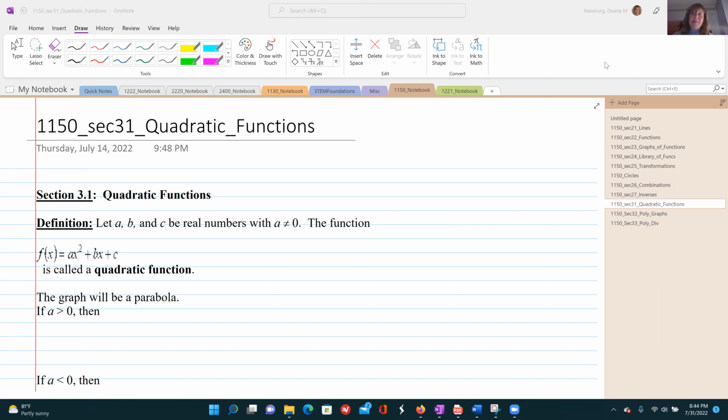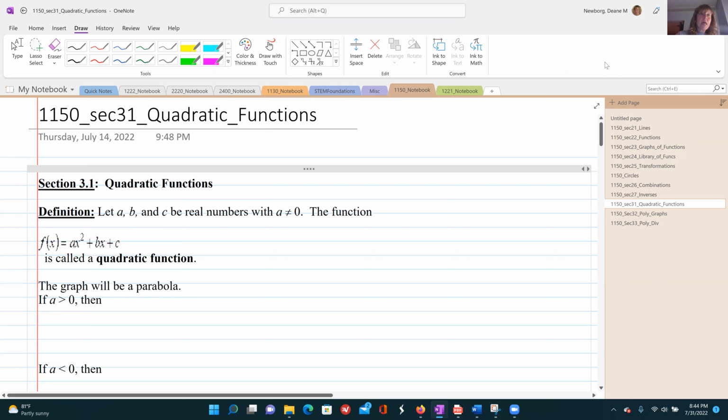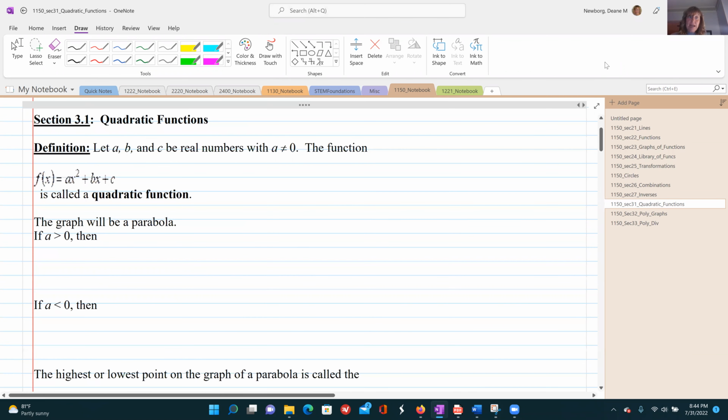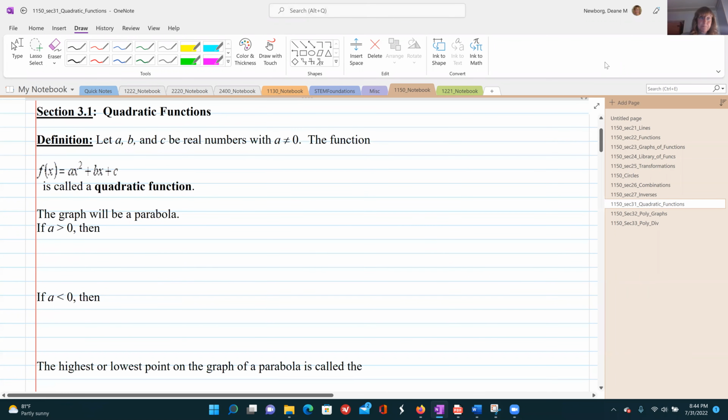So maybe you remember the quadratic formula. Quadratic function, quadratic formula. For the quadratic function, you have to have a function that looks like ax squared plus bx plus c. The graph of a quadratic function will be a parabola.